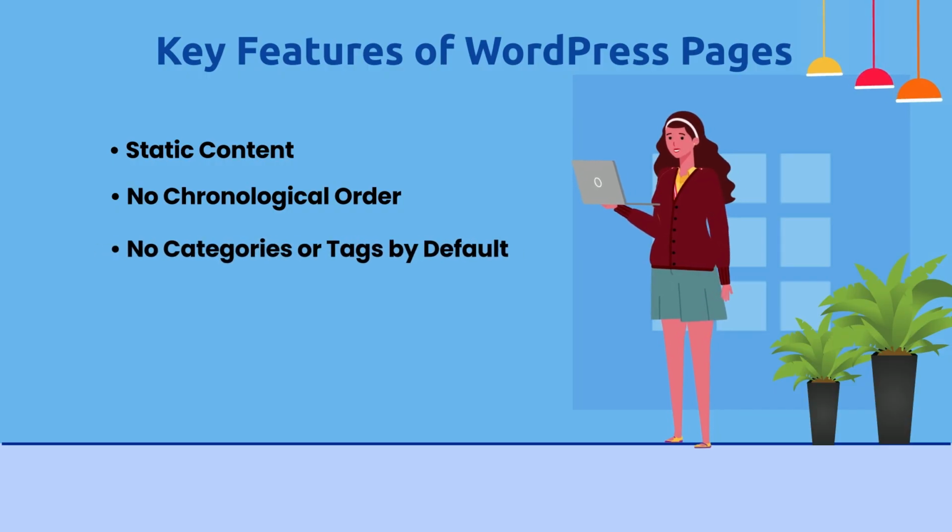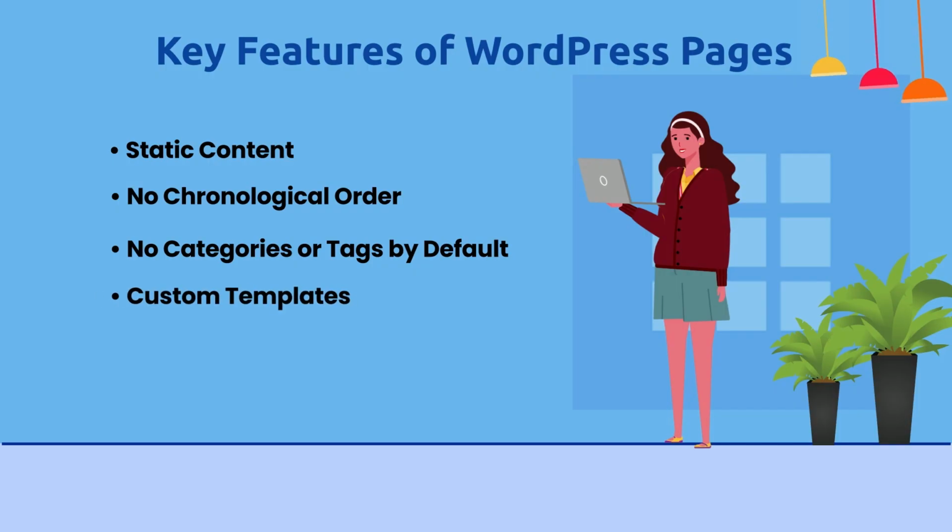No categories or tags by default. Pages don't use WordPress's taxonomy system, though plugins can add this functionality. Custom templates. Pages can use different templates provided by your theme, allowing for varied layouts and designs. Hierarchy support. You can organize pages into parent and child pages, creating a structured sitemap.